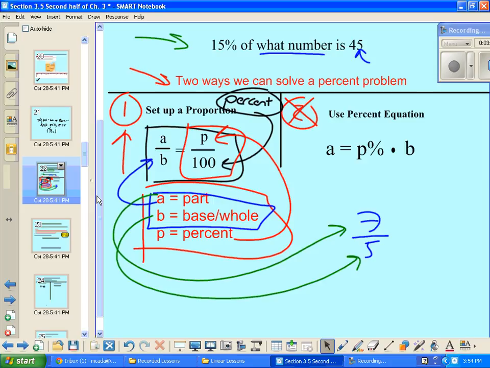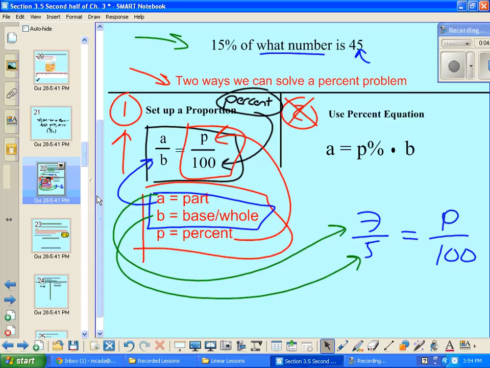So the part would be 3, the base would be 5. And if I was setting up some proportion to solve and see what percentage that would be of completing passes, I would say 3 out of 5 equals P over 100, because that's what I'm trying to find, the percent, what that is out of 100. I just made up that example on the spot, but it's showing what is meant by the number that's the part.